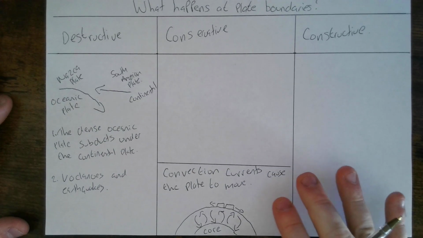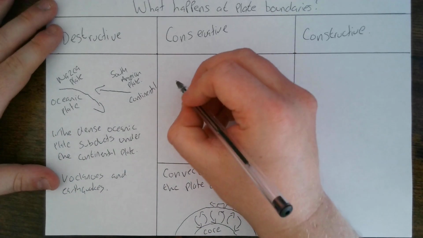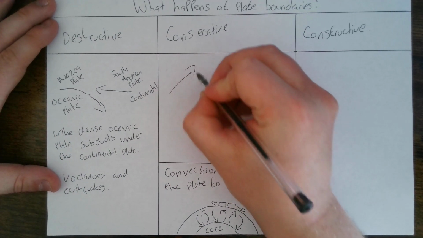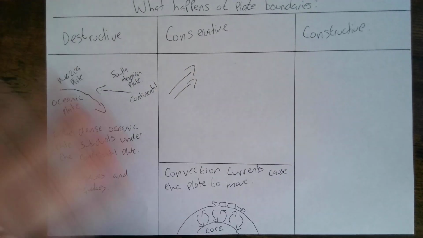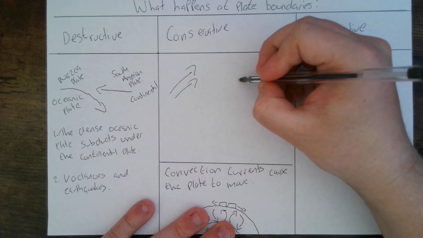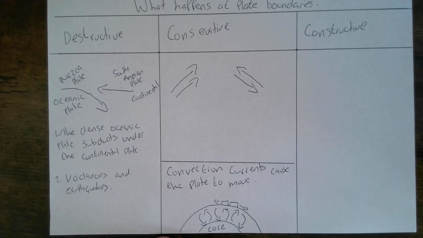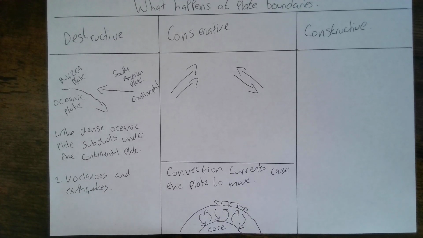Now, at our conservative plate boundary, okay, conservative, so slightly different this one, because this one you can have one of two things happening. You can either have two different plates moving the same way but at different speeds, or you could have them moving in opposite directions. Alright. Now an example of this is the San Andreas fault in North America, and also in Haiti as well. They're the two quite famous conservative plate boundaries.